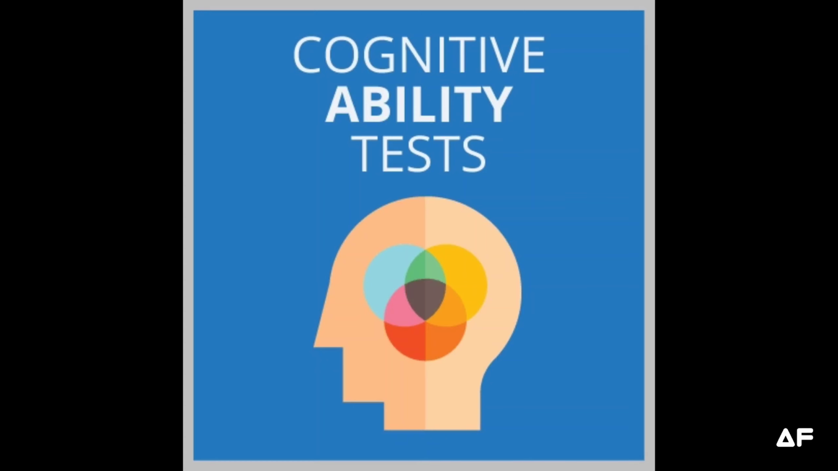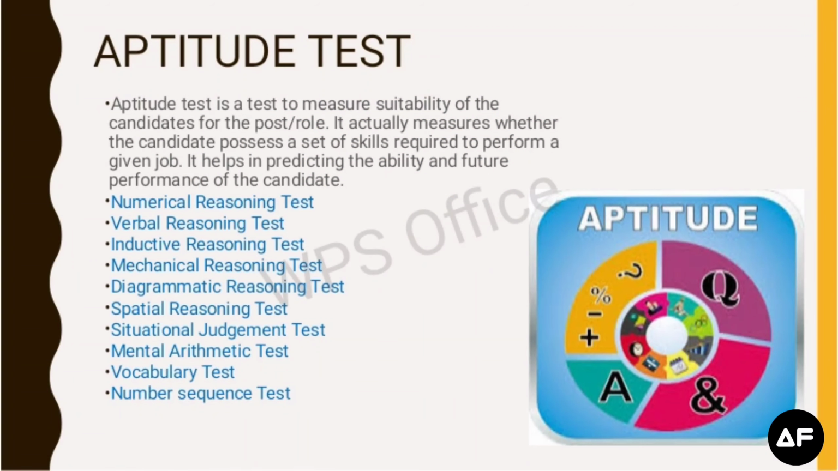First in the ability test is the aptitude test. The aptitude test helps to find out whether the candidate possesses the qualities suitable for the job and helps in predicting his future performance. Aptitude tests can be measured in the following ways. There are 10 ways in which an aptitude test can be measured.